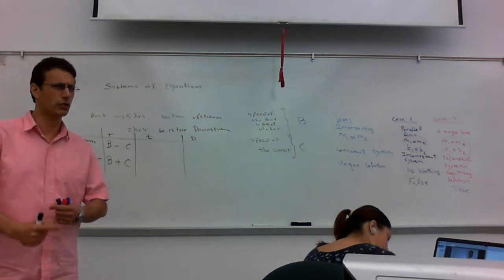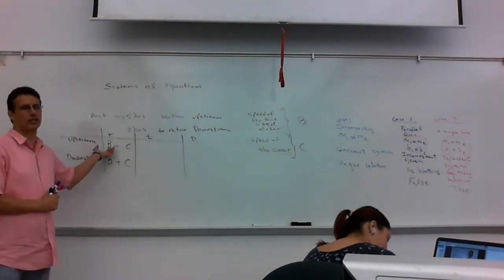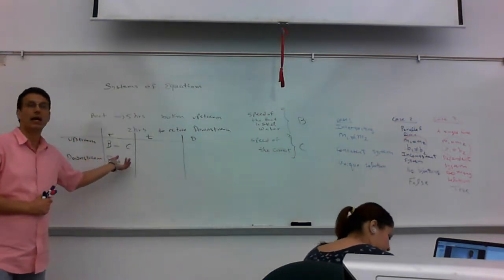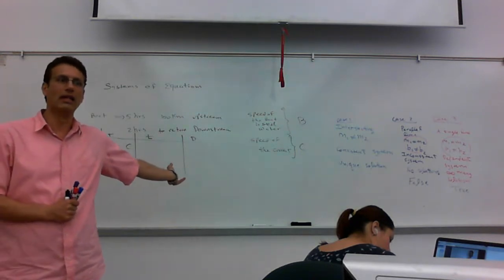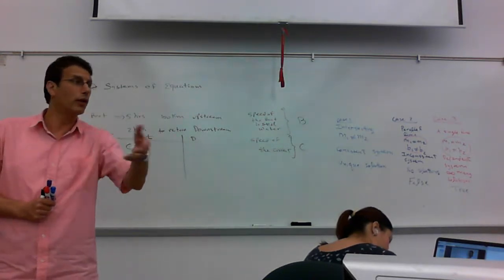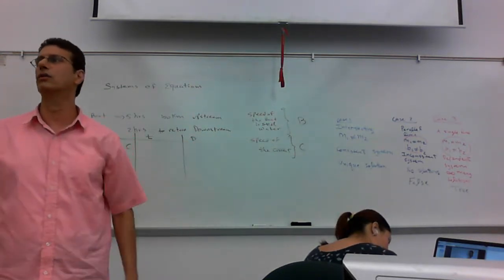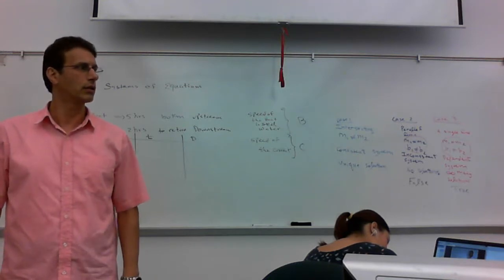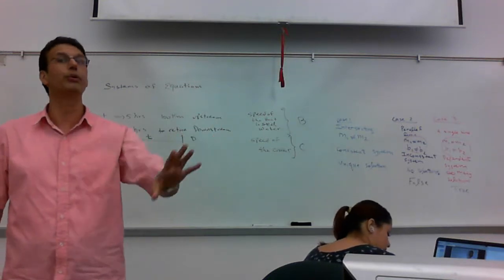Does that work for everybody? So it is always B minus C and B plus C. And I highly recommend you write that first, because sometimes the speed of the boat, for example, is given and they're asking you for the speed of the current. So whatever is given, you put in.